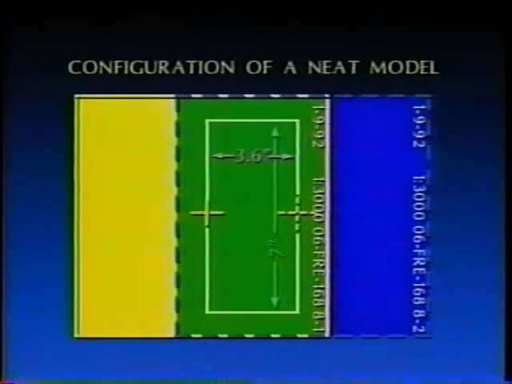The length of a neat model will be changed due to a variation in overlap, and the width may be reduced due to crab, the camera not being square to the flight line, in one or both photos.